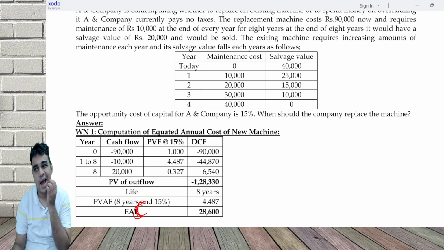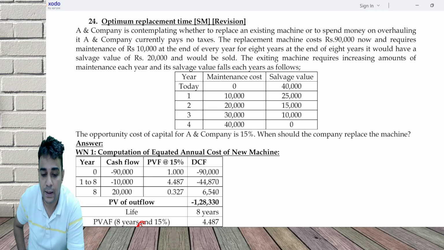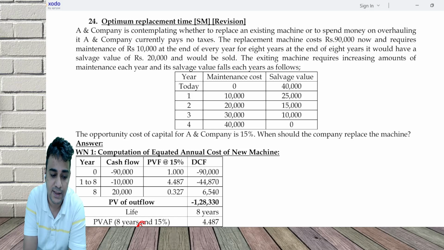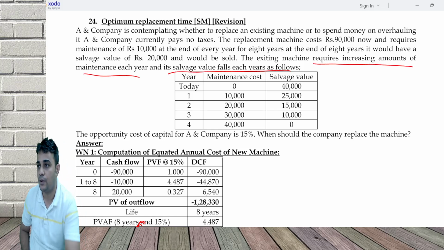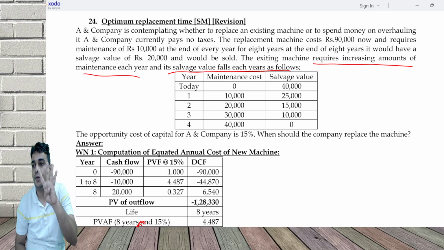Okay, let's start discussing it now. A company is contemplating whether to replace an existing machine or to spend money on overhauling it, and overhauling it currently pays no taxes. All that is done. The existing machine requires increasing amounts of maintenance each year, and its salvage value falls each year as follows. So the value keeps changing. The existing machine can be used for another 4 years.